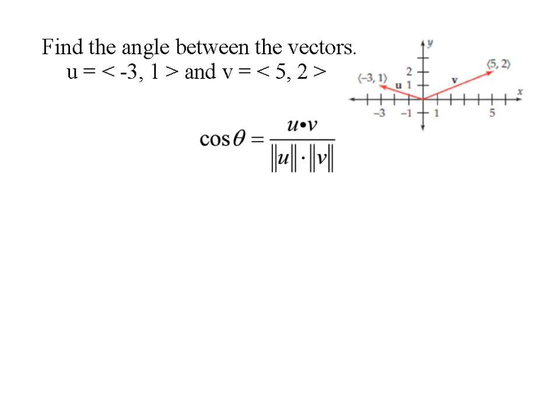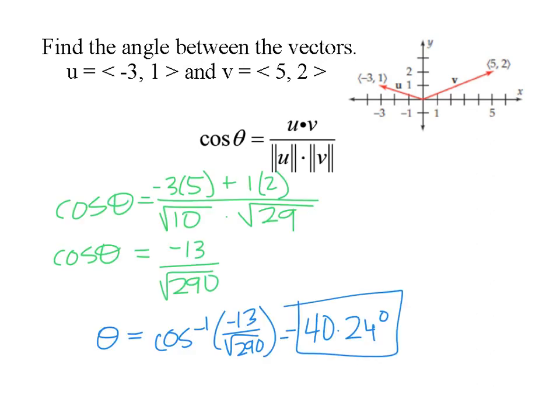All right, so kind of using that as a guide, why don't you pause here and give this example a try? So try to find the angle between these two vectors. All right, so if you worked this one out, go ahead and check your work. So the dot product for the top, you should have gotten negative 13, and then the product of the magnitudes on the bottom, you should get square root of 290. When you take the inverse cosine of that ratio, you get 40.24 degrees.